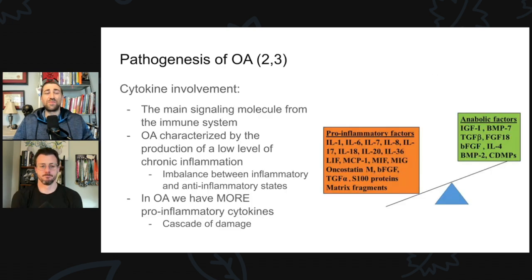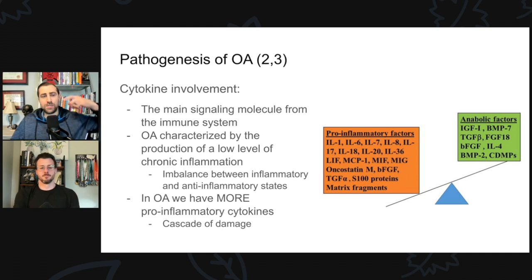Next, we'll talk a little bit about cytokine involvement. Cytokines are the main signaling molecule from the immune system. Sorry if I start messing up my words. These are hard words, and I'm getting tired. Osteoarthritis is characterized by the production of a low level of chronic inflammation. This is essentially an imbalance between inflammatory and anti-inflammatory stress, right? Cytokines being part of this.